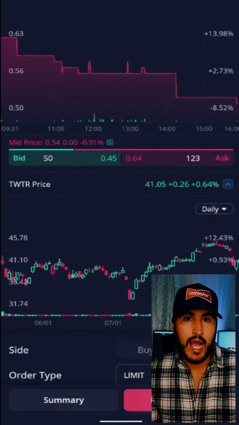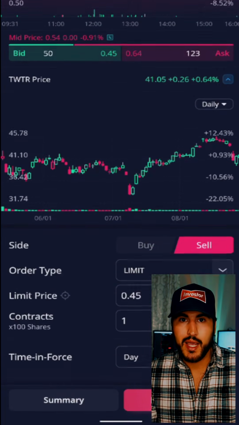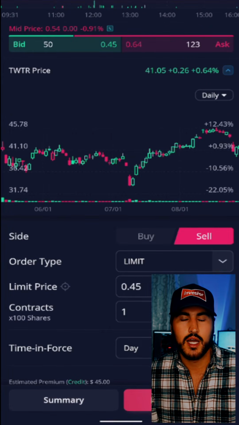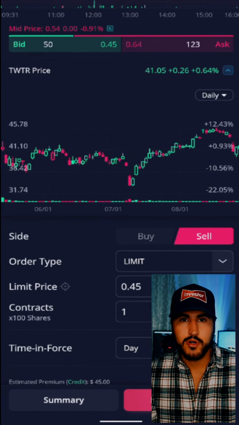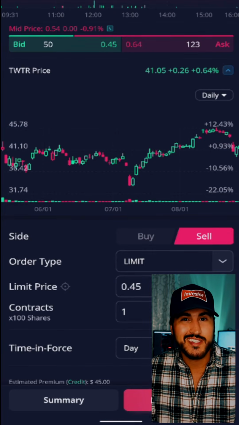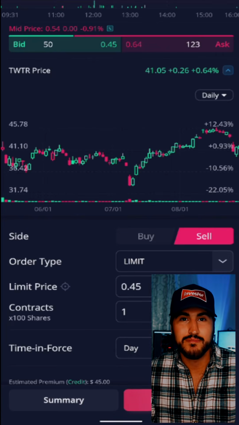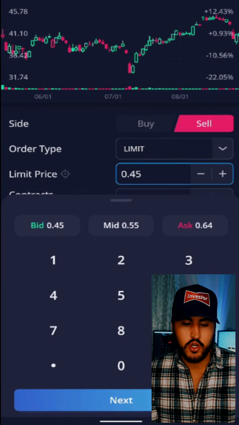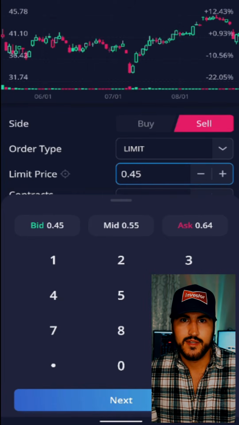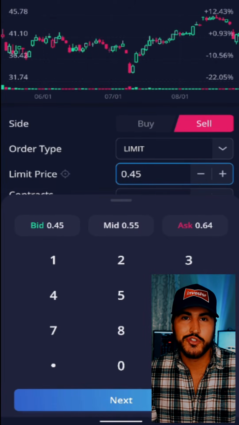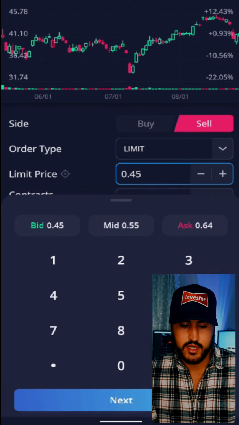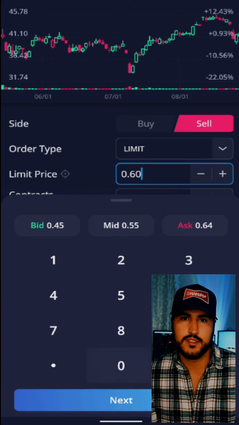Now here, opposite of buying call options or buying puts, we are a seller, also known as the writer of this contract. So when buying calls and buying puts, you want to buy something for as cheap as possible. But now we're the seller, so we want to sell this for as much as we can. With that being said, if we hit the limit price, here's our bid and our ask. In this case, we want to be closer to the ask price, which is 64 cents. So we can sell this for 60 cents a contract.